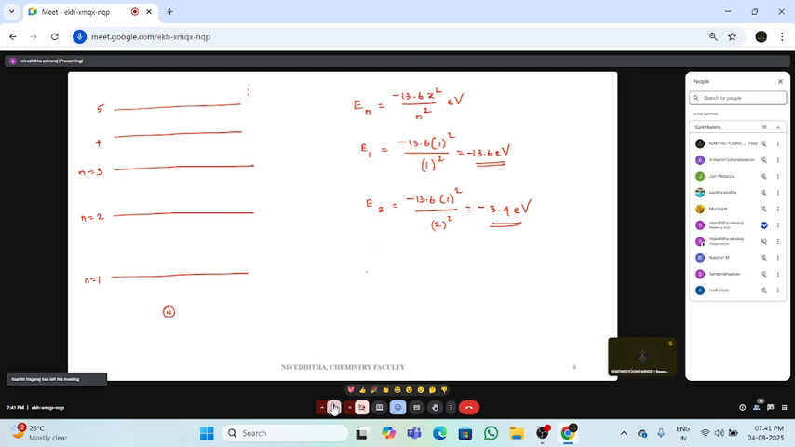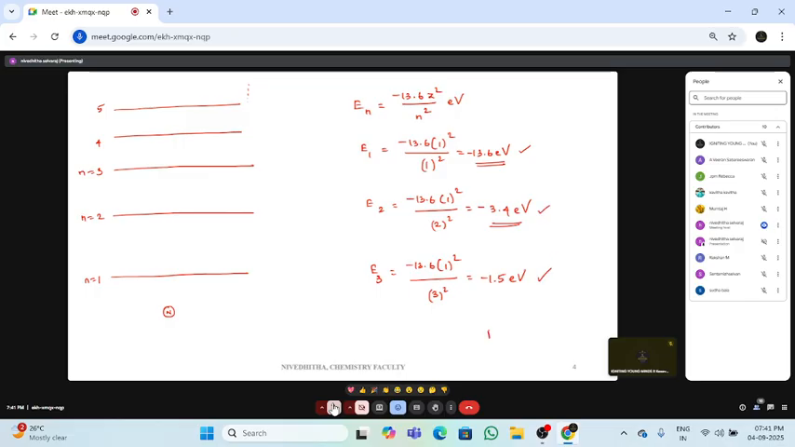If the electron is present in third state, then what will be the energy of the electron? It is minus 13.6 into 1 square divided by, since the electron is present in third shell, it is 3 square, which is 9. So what is the value? Minus 13.6 divided by 9 is minus 1.5 electron volt. So as we move away from the nucleus, the energy of the electron is getting increased.